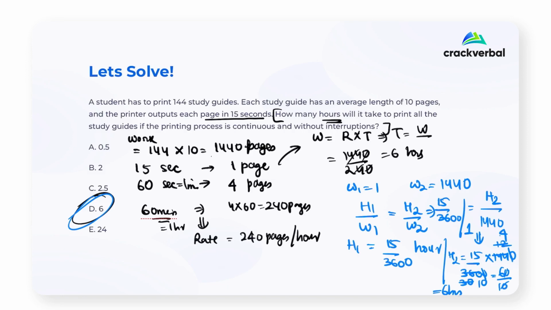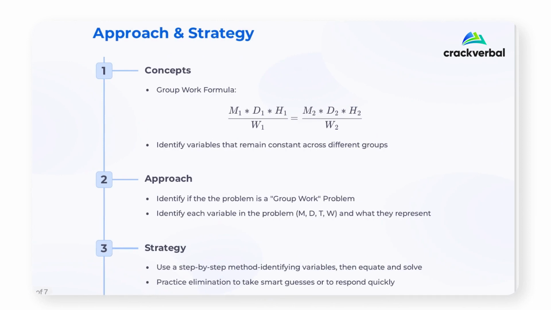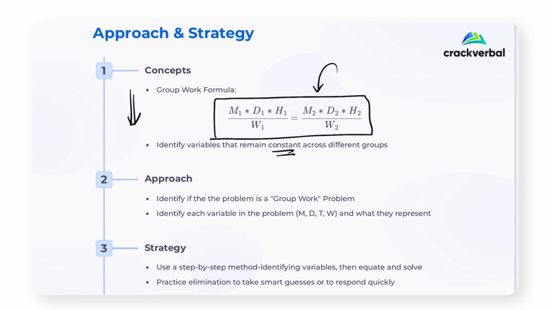Let's have a look at what all we have done in terms of concept, approaches and strategy. The concept we have to utilize for group work is this. Always identify which quantities are constant or equal, and we can rework on the formula according to that. Once you identify the values the quantities connect to, you can place in the values and figure out the value of the unknown. That is the core concept of group work.